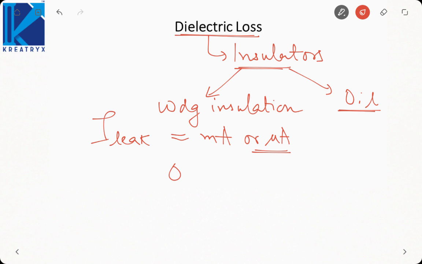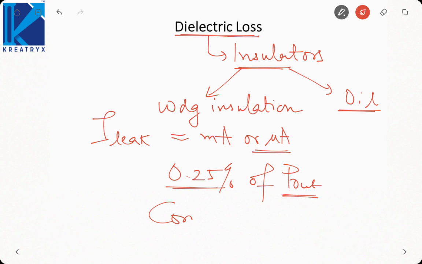These dielectric losses are almost 0.25% of the output power. Okay, that is why they are neglected. Now these losses depend on the voltage applied instead of the current carried by the load. So these are also taken as constant losses. Remember the only difference between the constant and the variable loss. Constant losses are those which do not vary with the load current, and variable losses are those that depend on the load current. This is the only difference.